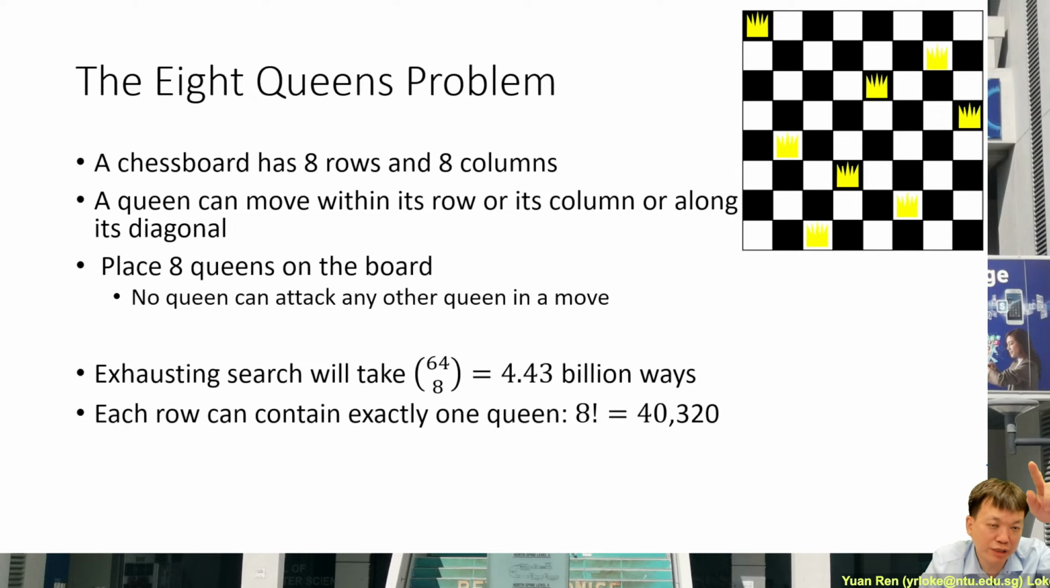Once you put it there, then only 7 are left for the 7 possible positions for the second queen. Then only 6 possible positions are left for the third, and so on and so forth. So you try out all the possible 40,000. Not a lot. So is there any better way? Backtracking can give you a better solution.